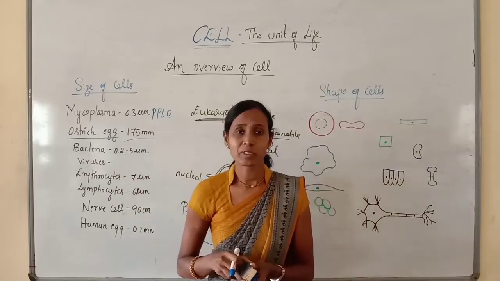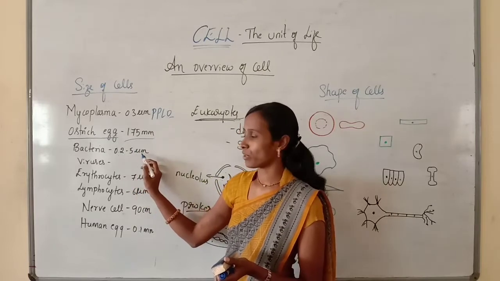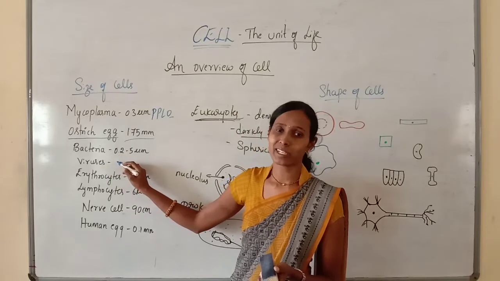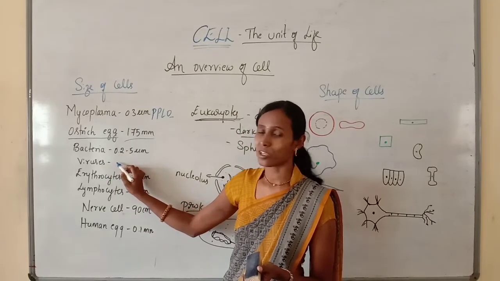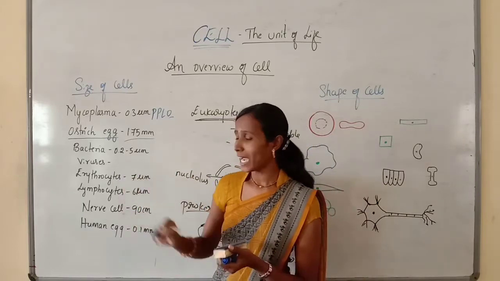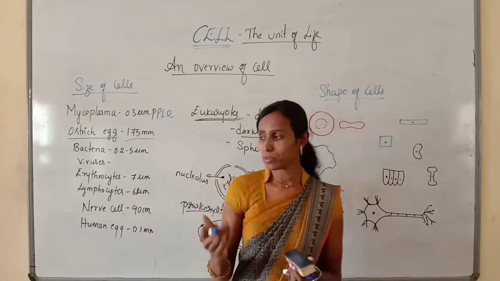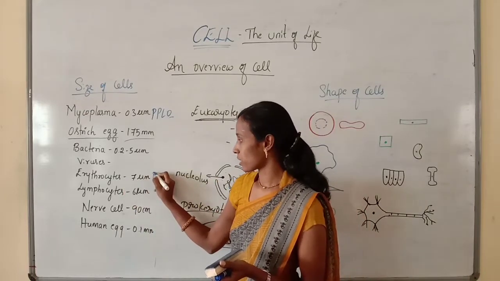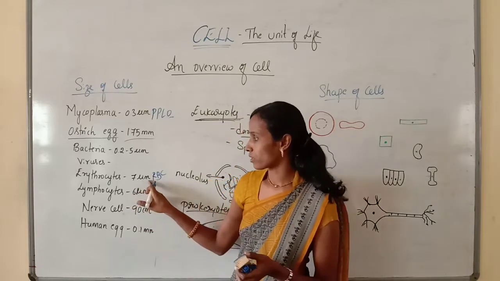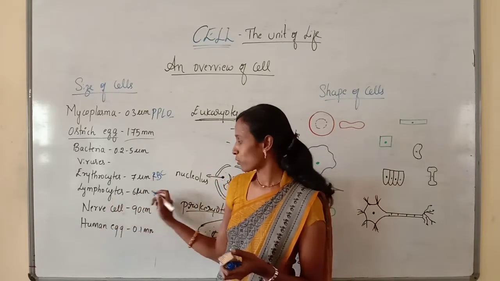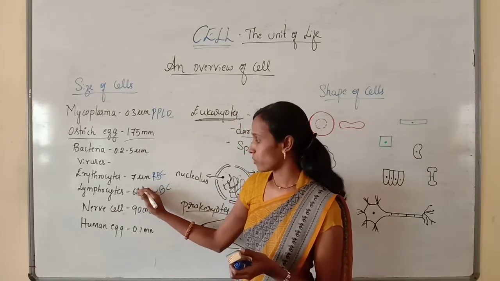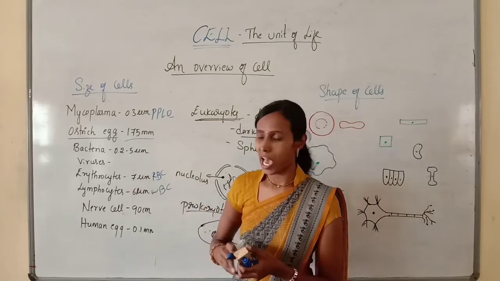The size of bacteria measures about 0.2 to 5 micrometers. Viruses are still smaller than bacteria. We cannot say the exact size of viruses, we will just say they are smaller than bacteria. In multicellular organisms, erythrocytes, which are nothing but RBCs, measure about 7 micrometers. Lymphocytes are a type of WBC, and they measure about 6 micrometers, which is smaller than RBC.